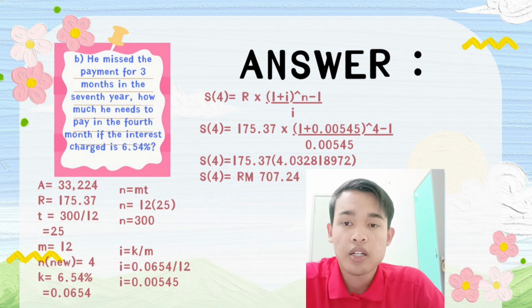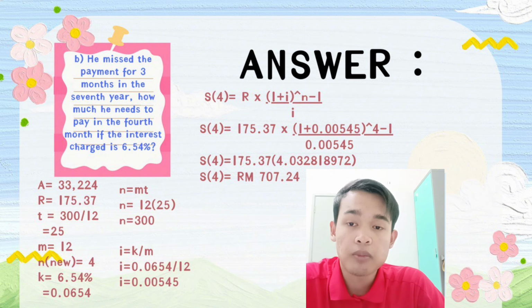We will get our R equal to 175.37. Then we will multiply it with bracket 1 plus 0.00545 bracket power 4 minus 1 divided with 0.00545. Then we will get our final answer, 175.37 bracket 4.032818972 bracket. Then we will multiply both the value. We will get our final answer, 707 ringgit 24 cents.